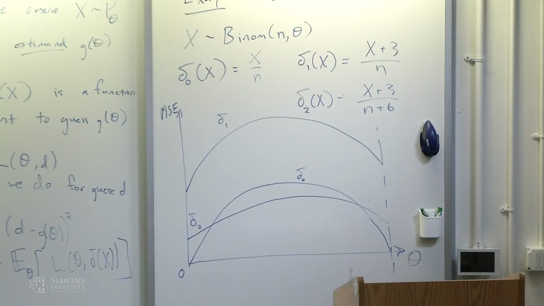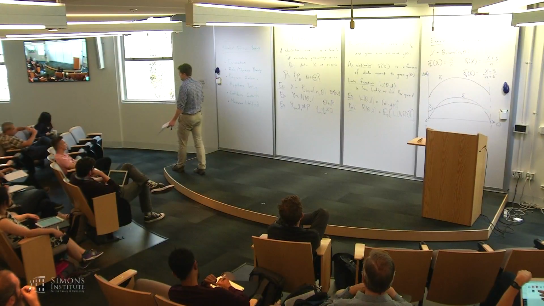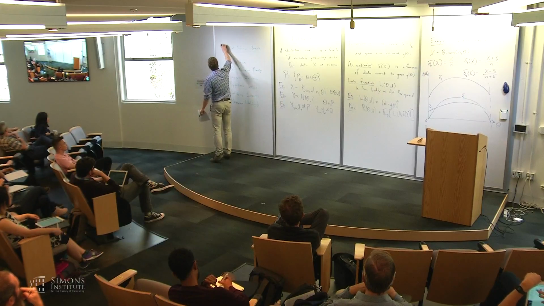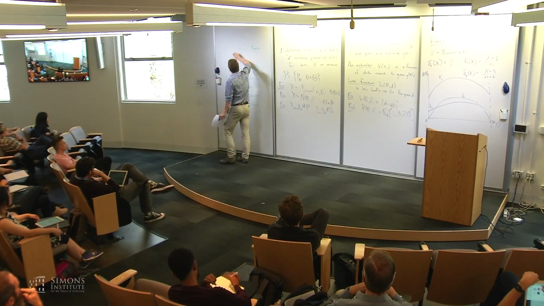Well, okay. So we know the first two moments of x, and so we can compute the mean squared error. We know the first two moments of x as functions of theta.